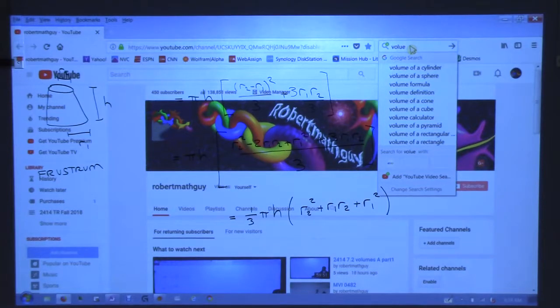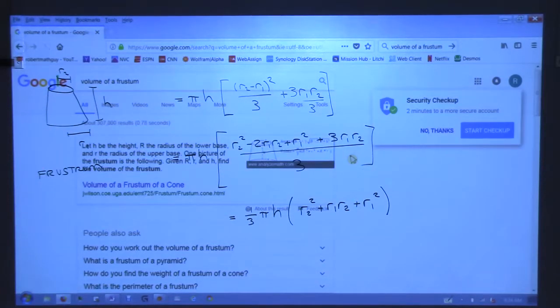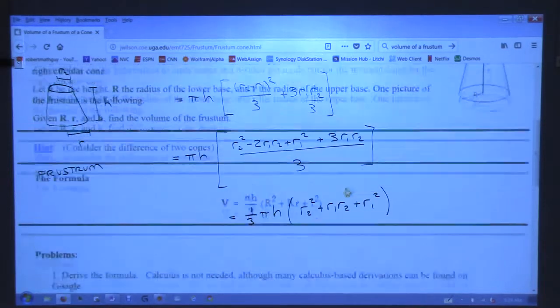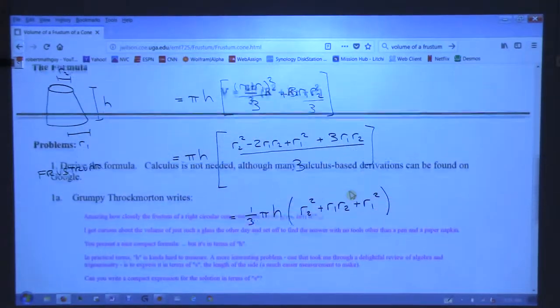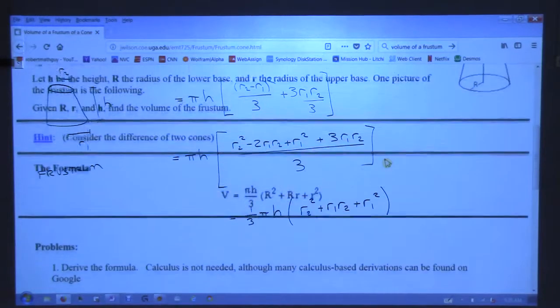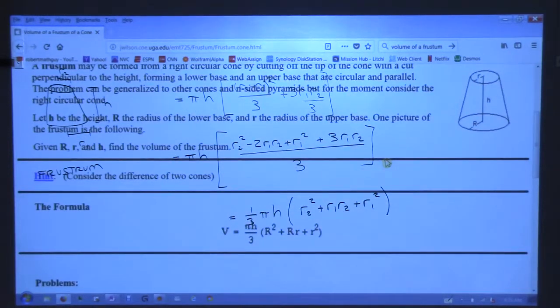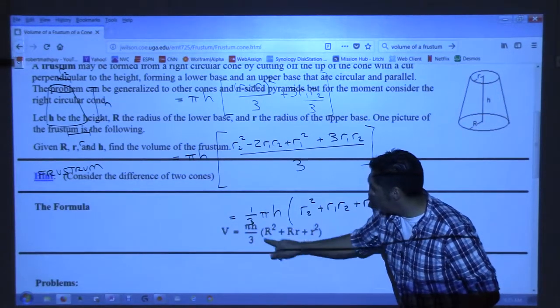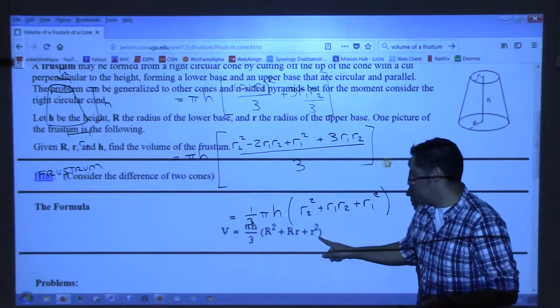Volume of a frustum. So they're using, yeah, there it is. They're using capital R. Stop doing that. Okay, can y'all see that? They're using capital R, we used R1, right? They're using little r, we used R2. And the formula is pi times h over 3, which is this. Yeah? Yes? Okay.